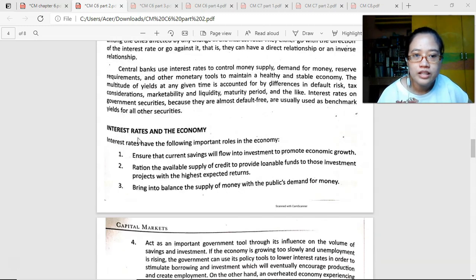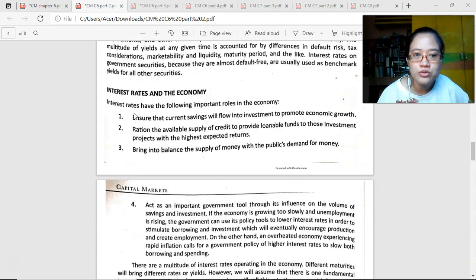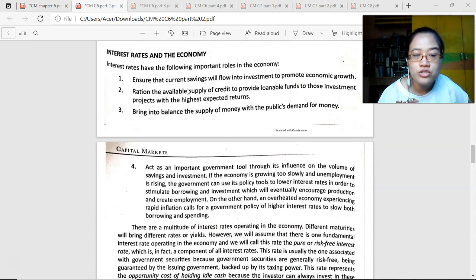Alright? Interest rates and the economy. Interest rates have the following important roles in the economy. So, ano yun? First, ensure the current savings will flow into investment to promote economic growth. Okay? So, yung mga tao, although they don't invest their money, kapag yung pera nila is nilagay nila sa bangko as savings, okay, maliit yung natatanggap nilang interest deposit. But what's important is that yung pera nila, nilagay nila sa bangko para itong mga bangko maipautang dun sa nangangailangan ng funds and normally businesses.